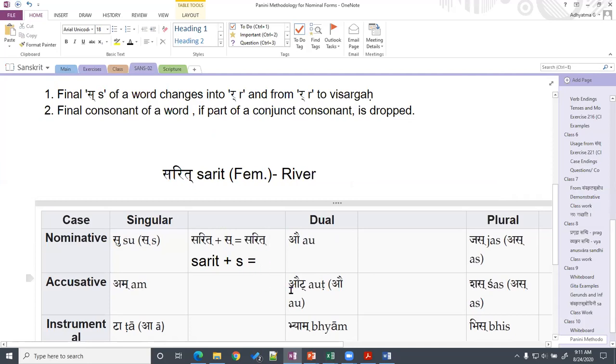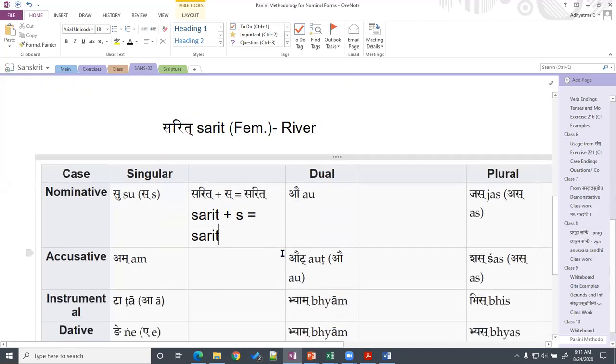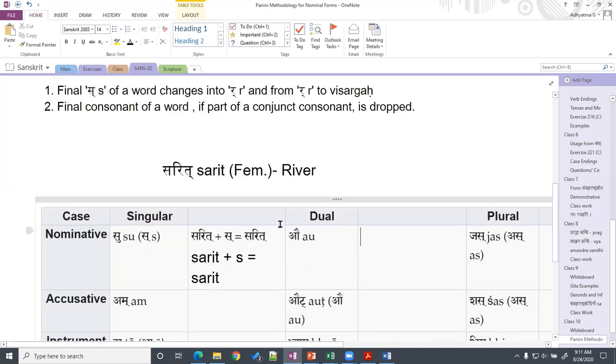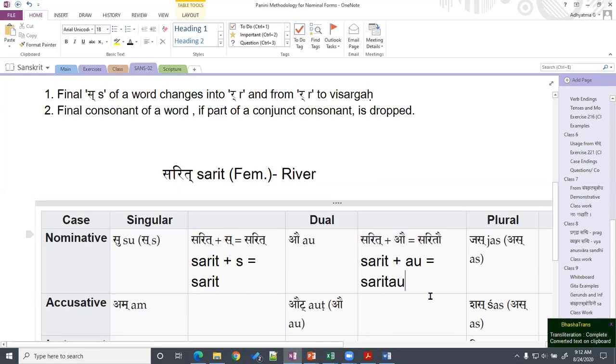Sarit. Same here. Similarly, when you have the O form, you will have Sarit plus O, and that will become Saritau. Just simply add them up. There is no sandhi here. So Sarit plus Au is Saritau.